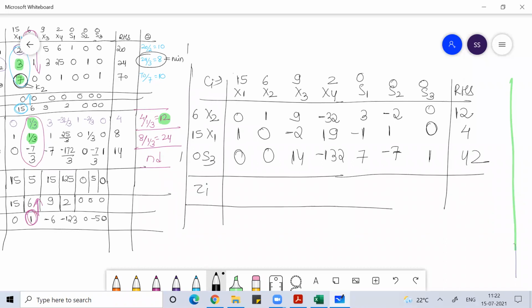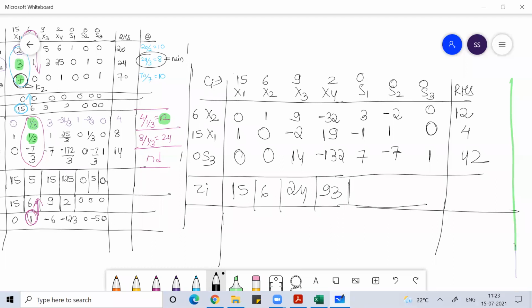So now I can find Zi. My Zi will be 15. This would be 6. This would be 9, 6 nines are 54. 54 minus 30 means 24. Then 32 sixes is 192. 15 nineteens are 135, then 15, that is 285. 285 minus 192. If you calculate, you'll get 93. This will be 93.